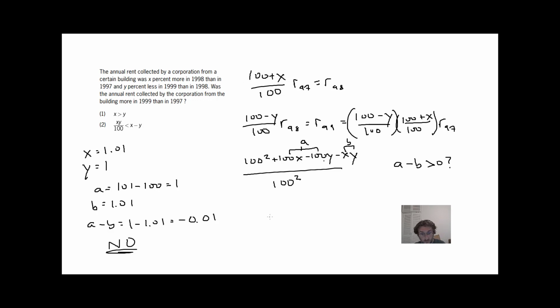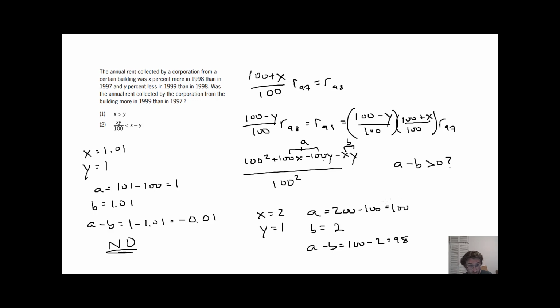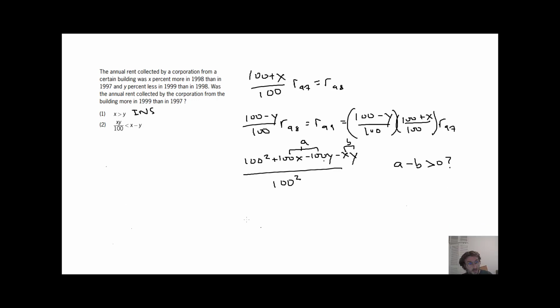A no. If we made the numbers farther apart, like x is 2 and y is 1, then our A is going to be 200 minus 100, which is 100, of course, and B is 2. So even then, A minus B is 100 minus 2, 98, and A minus B greater than 0 is a yes. So we have a no and a yes at the same time, which means that that one is insufficient.